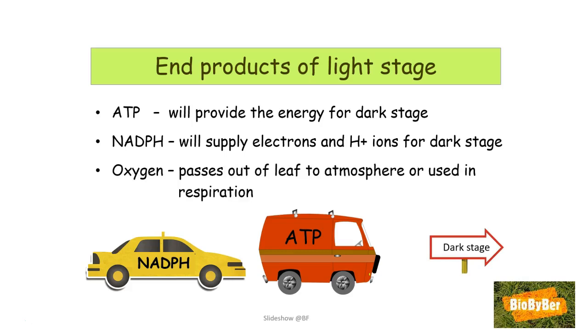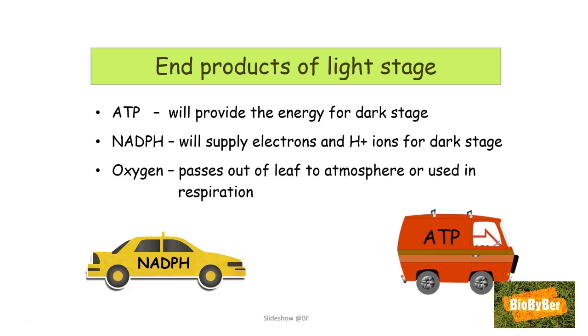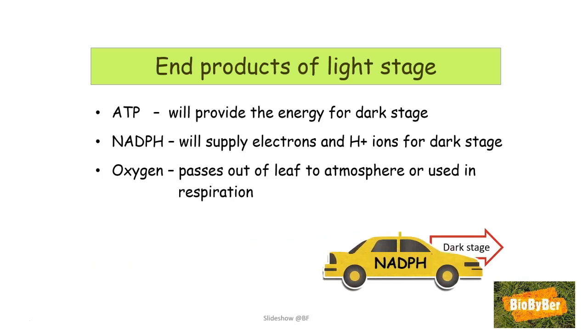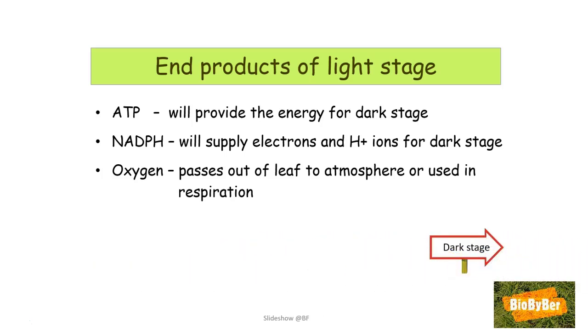Oxygen gas is also formed. This passes out of the leaf to the atmosphere or is used in respiration by neighbouring cells. So ATP will leave the granum and enter the stroma to take part in the dark stage of photosynthesis. NADPH will leave the granum and enter the stroma to take part in the dark stage of photosynthesis.